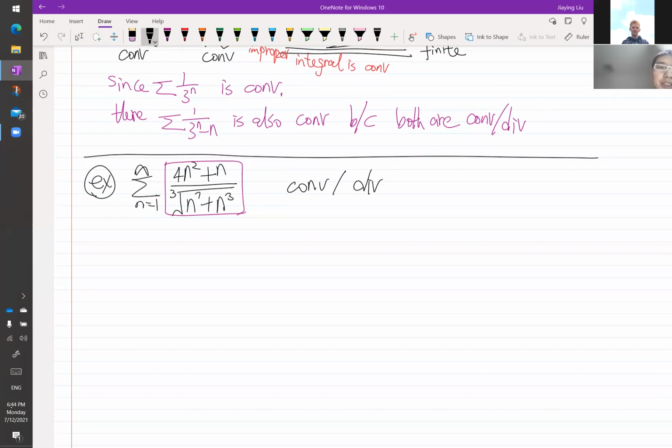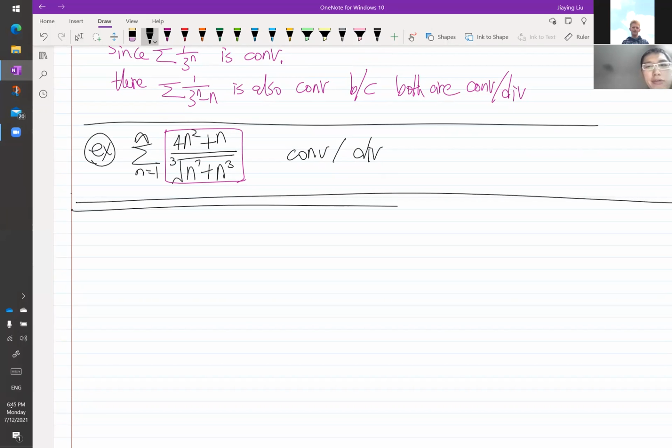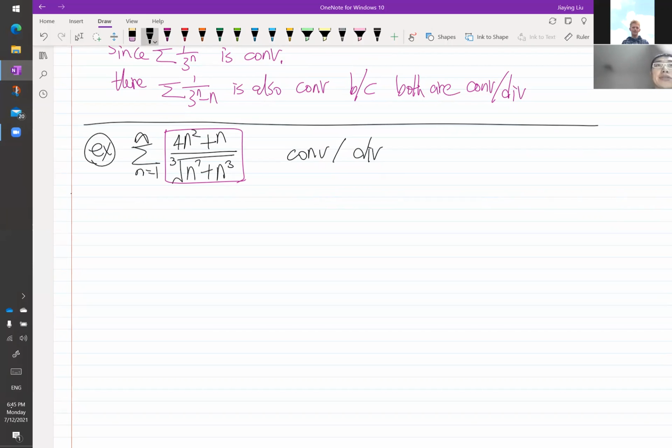For this series, I'm going to try to use the comparison test, the first part that we talked about. Wondering if it's going to work. You know what? I think I'm going to stop here because I have not done this problem yet. By just looking at it, I'm not sure, but I'm going to come back to this example. Sorry about that. I don't want to do some wrong work.